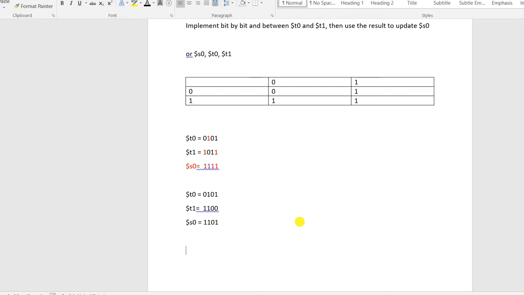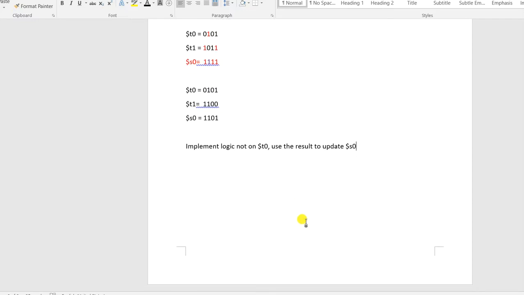Say I try to implement logic NOT on the source operand T0, and then use the result to update S0. I want you to use assembly language. Just think about it, don't look at your slide. Think about how you can achieve this by writing assembly language. Pause here and try to figure it out by yourself, and then continue this video to see whether we get a similar idea.